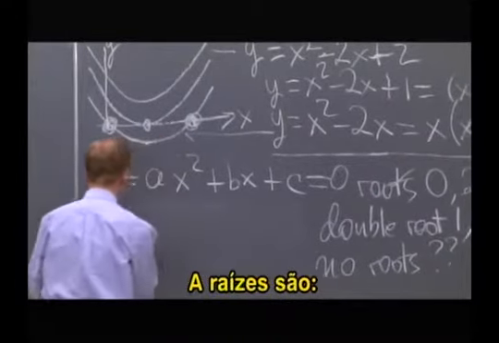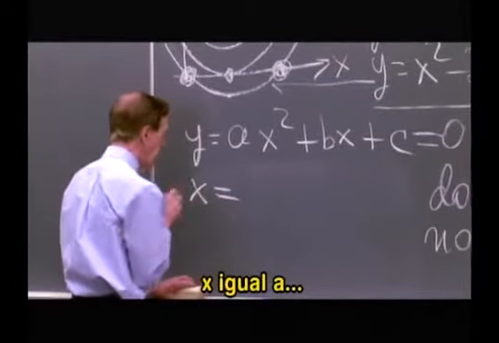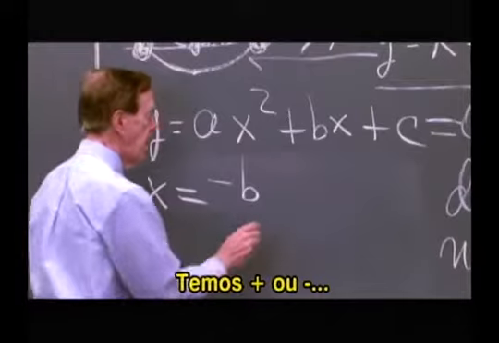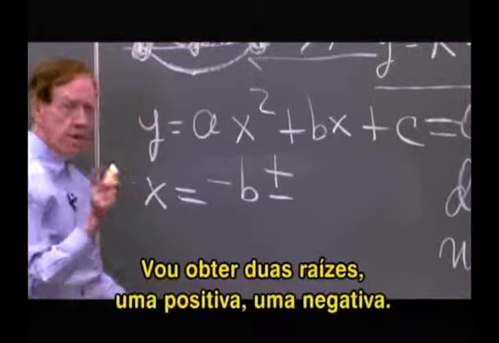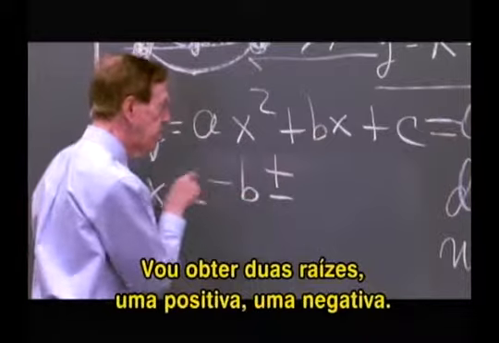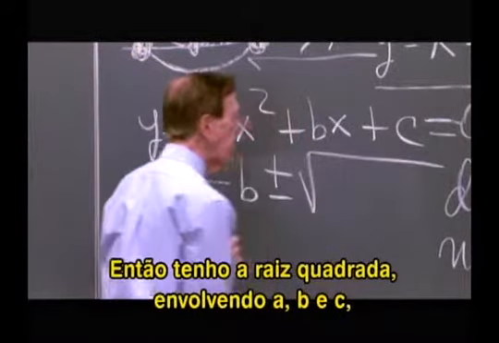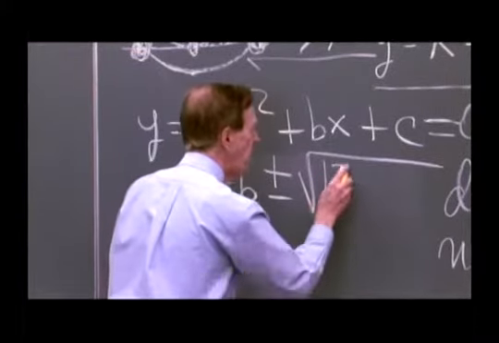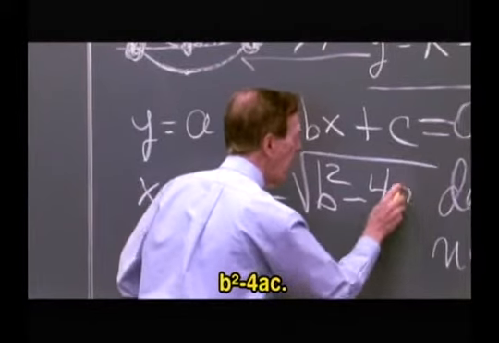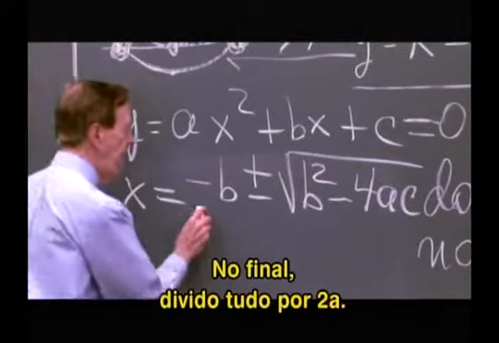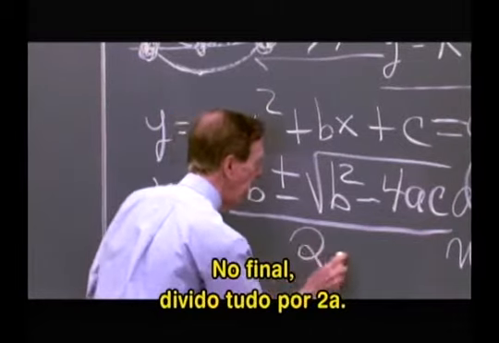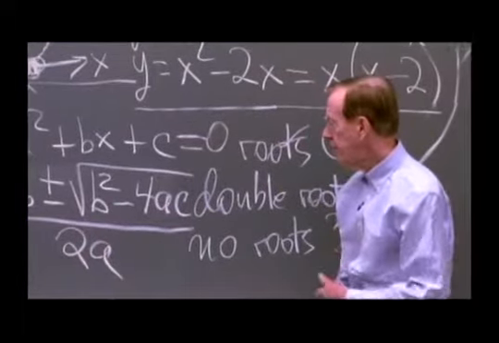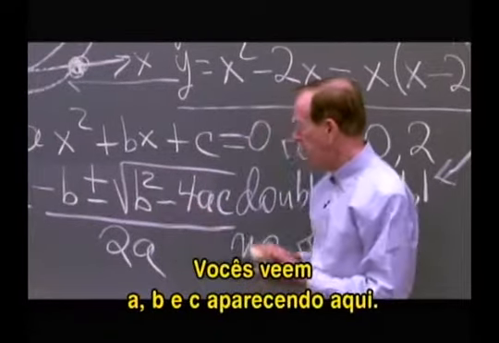Okay, so the roots are x equal minus b, no problem. There's a plus or a minus. That's why I'm going to get 2, because I can take the plus answer or the minus answer. And then I have a square root of, it's going to involve all of a, b, and c in the special form b squared minus 4ac. And then I have to remember to divide by 2a. All right. Sorry about that. Can't be helped. So that, you see, A, B, and C are appearing here.